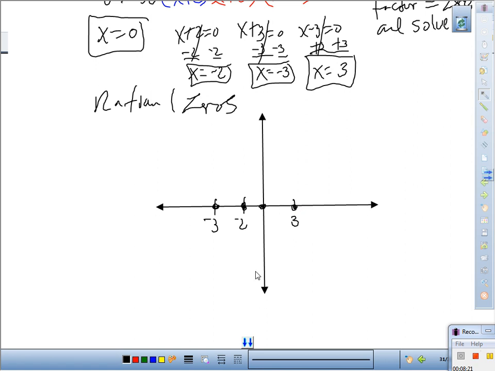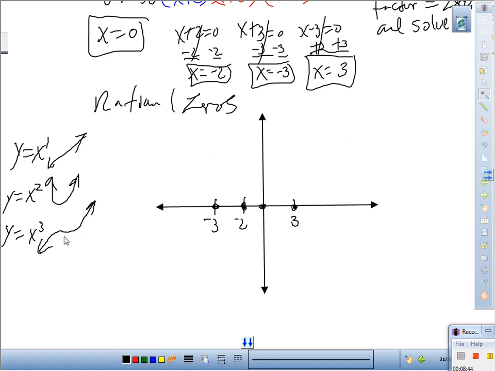Now to refresh your memory in regards to graphing, look up to the screen. Y equals x to the first is a straight line going from the bottom to the top right. Y equals x to the second is a parabola. It starts at the top left and it ends at the top right. You guys remember this? Y equals x to the third. We start at the bottom and it goes to the top, but it does a little wiggle in between. Y equals x to the fourth. It's like the parabola, but it does a little wiggle down here and it still ends on the other side. That's what's going to happen to all the evens, and this is what happens to all the odds.